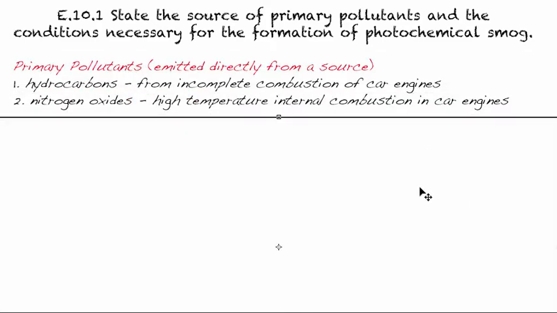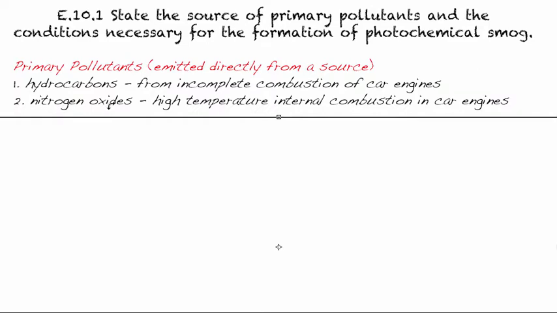First, let's start with identifying primary pollutants. Well, how do you know if something is primary? Well, if it's emitted directly from a source, then that's a primary pollutant. So, for example, when we're burning gasoline, if we have incomplete combustion, we'll have hydrocarbons going out the exhaust. So that is one example of a primary pollutant.